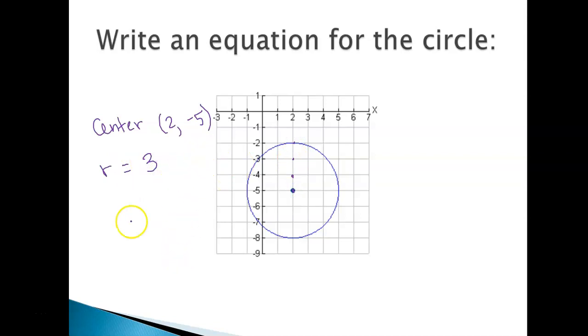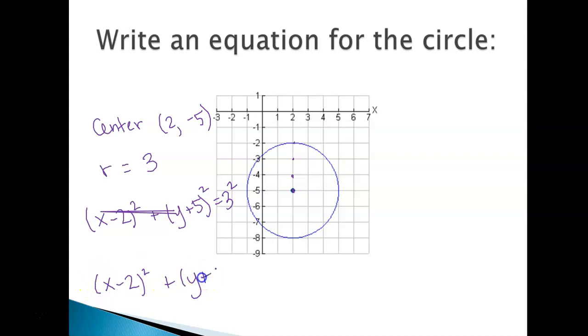And so now I can use those to write the equation. This would be (x minus 2) squared plus (y minus -5), which would become (y plus 5) squared equals the radius squared, which would be 3 squared. So again, I can write that as 9 or 3 squared. They're both correct. It's just two different ways to write the same thing.